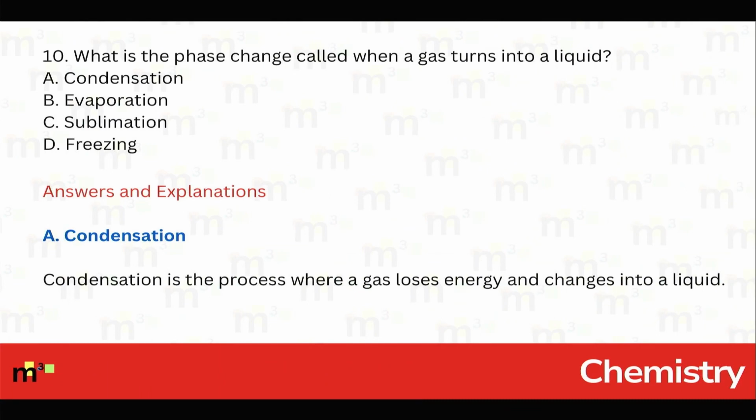Condensation is a physical process where a gas loses energy and becomes a liquid, often seen when water vapor cools and forms dew. This change is a result of decreased kinetic energy, causing gas particles to come closer together and transition to a liquid phase.